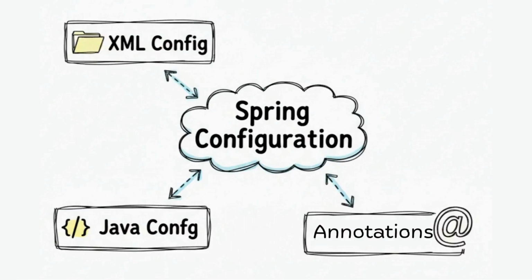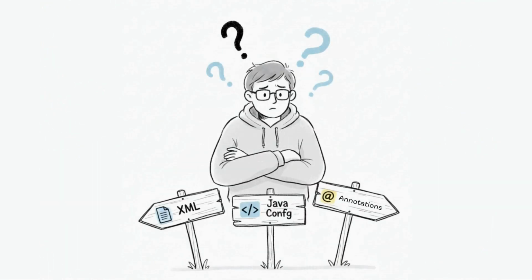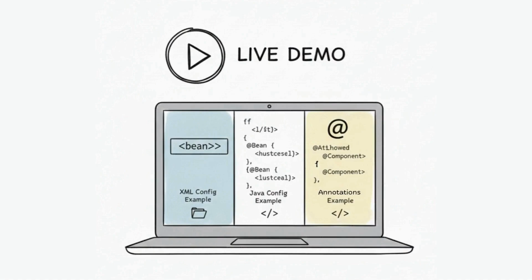Spring gives us three different ways to configure our application: XML, JavaConfig, and annotations. But in 2025, which one should you use? Today, let's break it down with a live coding demo for all three.